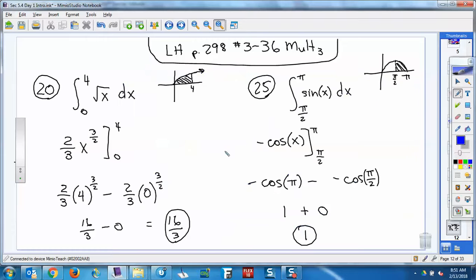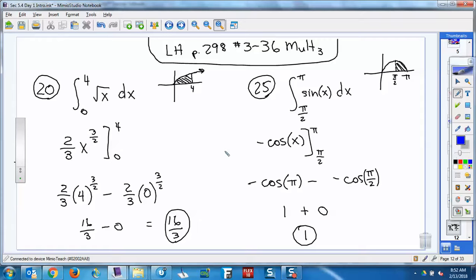All right, I had a couple others that I worked out here just to walk through them real quick. So remember, square root of x, that's x to the 1/2. So you raise that up, that'd be 3/2, divided by 3/2 would be 2/3. 2/3 x to the 3/2. Put in a 4, square root of 4 is 2. Cubed is 8. 8 times that, 16/3. Put in a 0, of course it's just 0, so that works out a little nicer. 16/3. That'd be this area right here. Square root of x, 0 to 4.